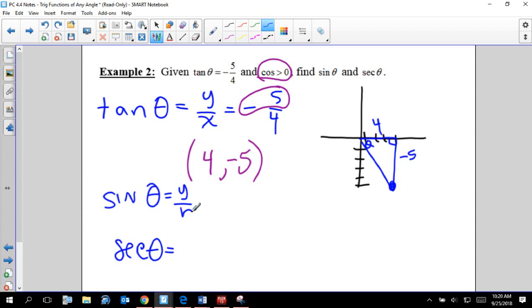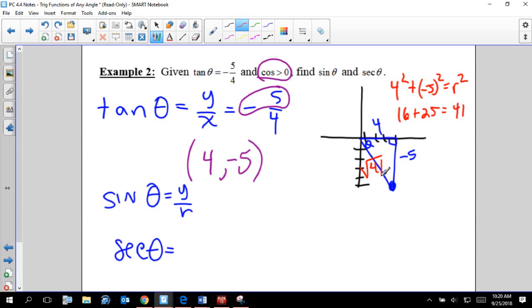Pythagorean theorem. Yeah. But it's too early. It's the Pythagorean theorem. 4 squared plus -5 squared equals r squared. It's also the distance formula. Remember the distance formula? We'll review it at some point. 16 plus 25 is 41. So this is the square root of 41.